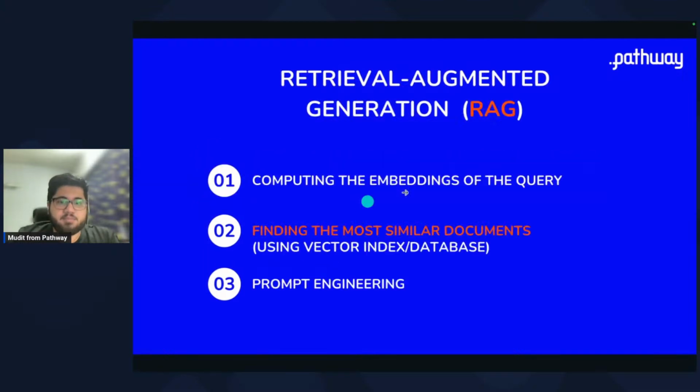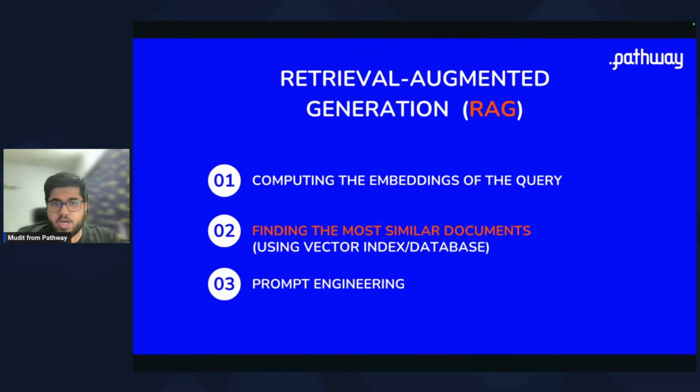Now let's understand the steps involved in RAG. First one is computing the embeddings of a query. Second is finding the most similar document using a vector index or vector database. And third is prompt engineering. These are the three elements around it.